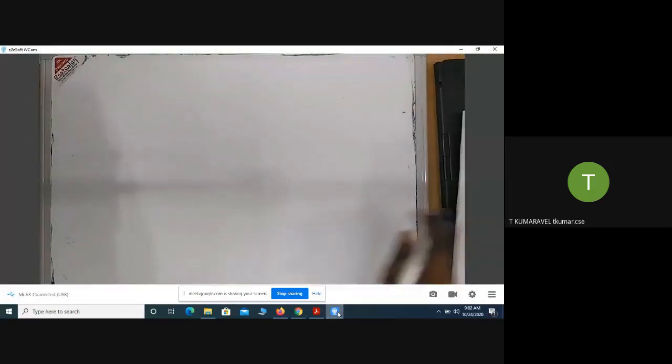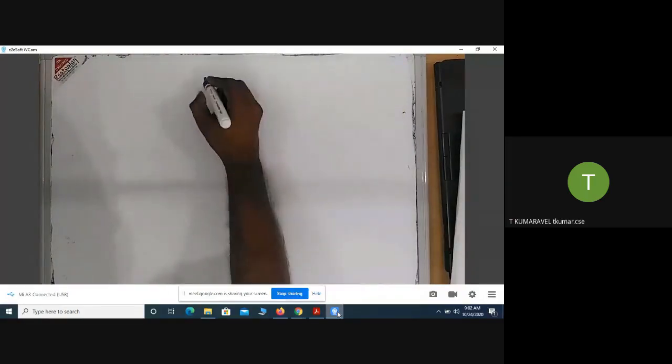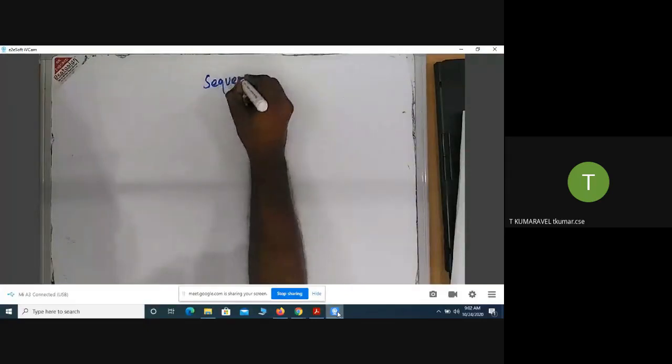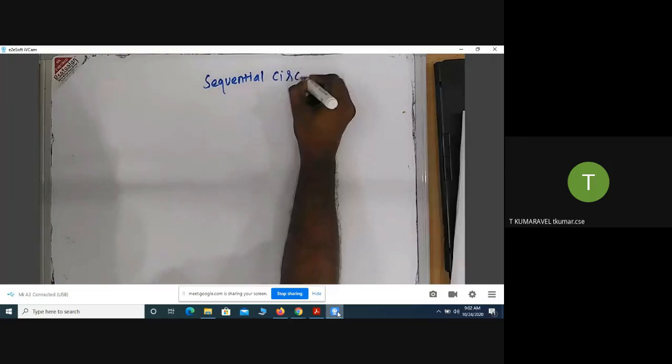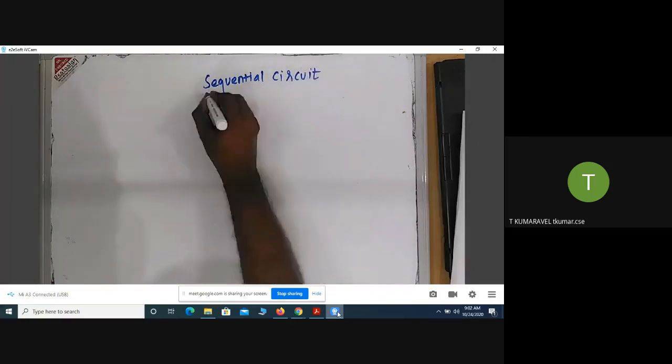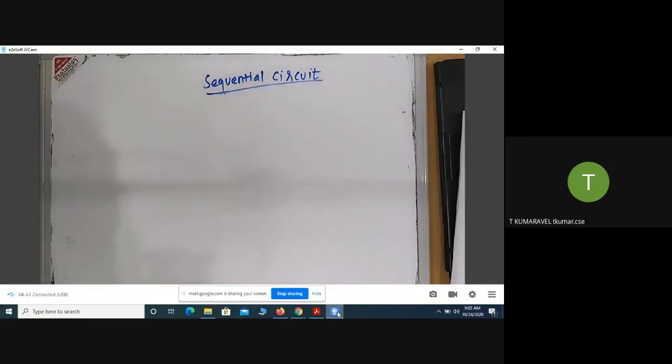Today I'm going to start with the fourth unit. The fourth unit is dealing with sequential circuits. I already provided an introduction about the sequential circuit, so once again I'm going to recall it.